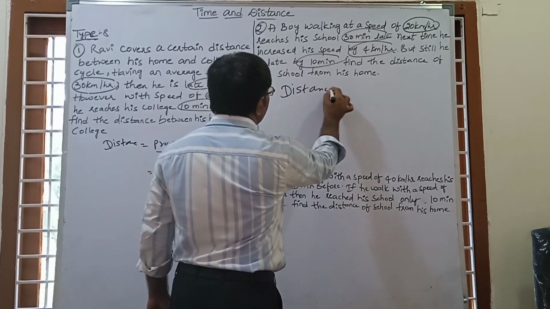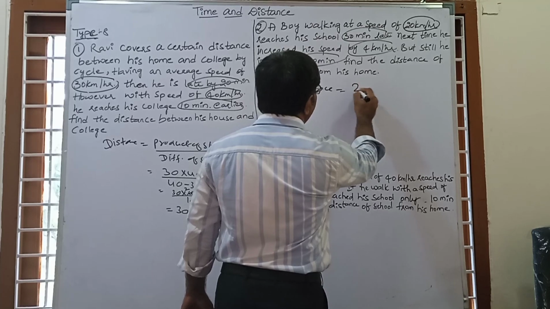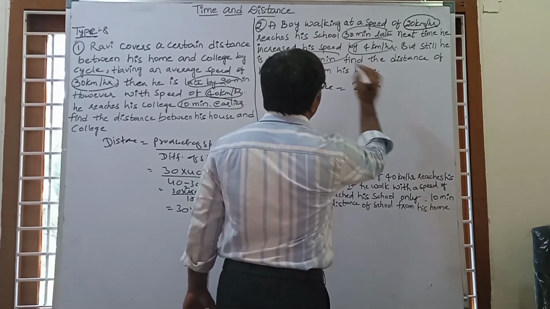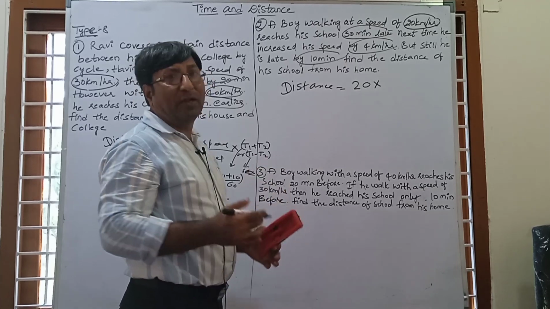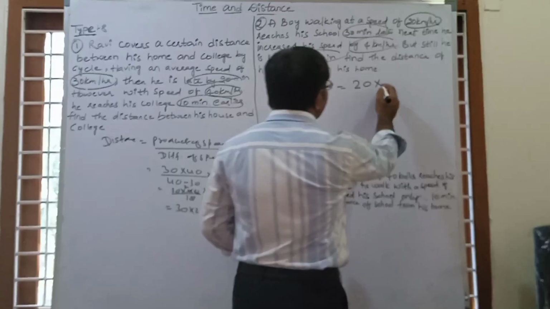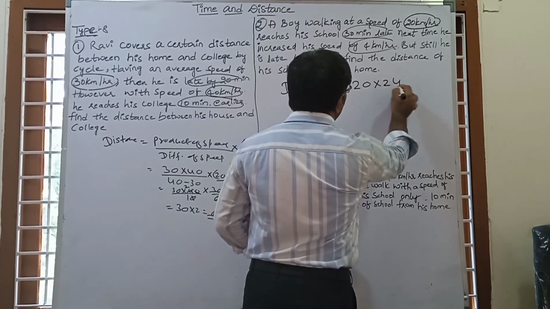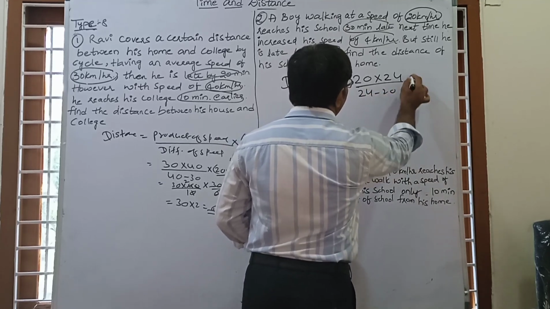So this distance equals what? Product of speed. So speed is given, one speed is 20 kilometers per hour. And the second speed will be what? How much? Increase speed by 4. So 20 plus 4, that is 24. So the second speed will be 24. Now the difference of speed, that's why 24 minus 20.